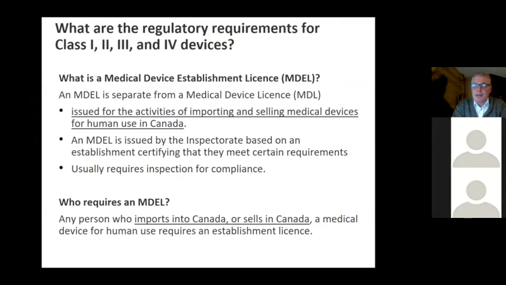It's issued by the Health Canada Inspectorate, and it's based on you certifying that you have met certain requirements. They usually require an inspection in order to ensure that you meet those requirements. So anyone who imports a medical device into Canada or sells one in Canada for human use must have a medical device establishment license.